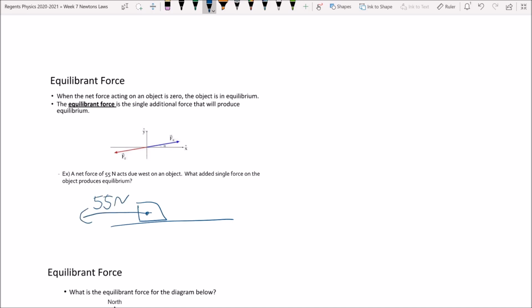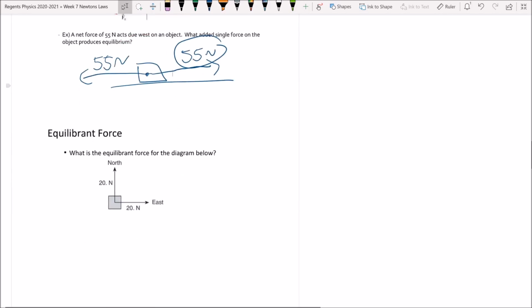Okay, so clearly this is not in equilibrium, right? There's nothing counteracting this net force. What is the equilibrant force? What is the single added force that places this into equilibrium? Well, it's going to be 55 newtons east is the equilibrant. So it's pretty easy when it's in 1 dimension, right? If I say the net force is 10 newtons up, well, then the thing that's going to place this in equilibrium is 10 newtons down. Not too bad.